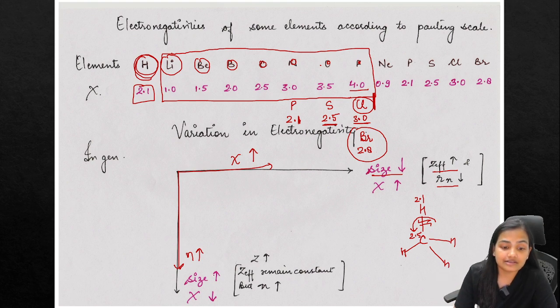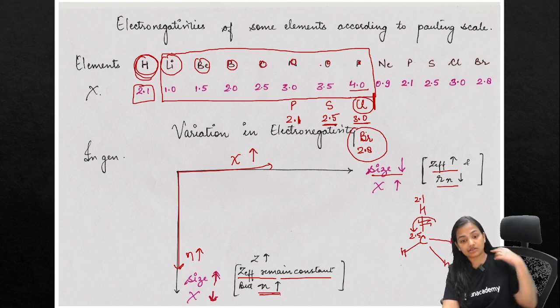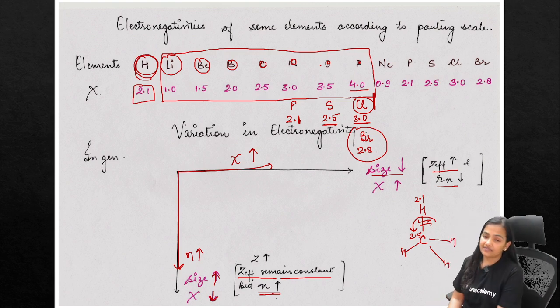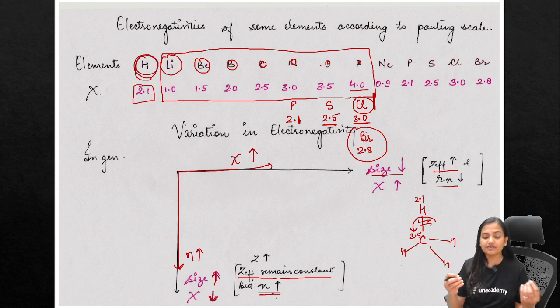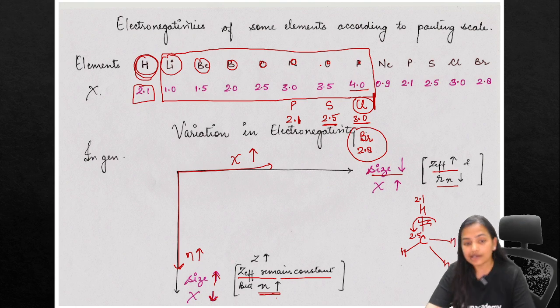Then the size increases a lot, so the electronegativity decreases. But here the Z remains constant, only n increases. Only n means the principal quantum number: the atomic number increases, the principal quantum number increases. Z effective remains constant. This is a point which has been taken from our previous sessions. Okay, so here we move on.